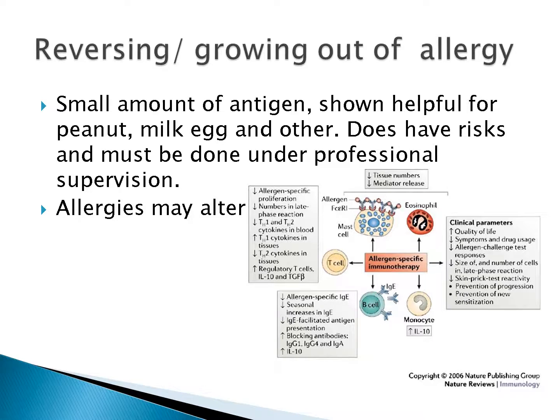So we talked about reversing or growing out of an allergy. Small amounts of antigen are shown to be helpful in peanuts, milk, eggs, and other products. Now they have certain risks, and like I've told you, it has to be done in a controlled environment. These are some of the things occurring in a clinical experience that are showcasing certain changes within the mediation of an allergy and its presentation, basically allergen-specific immunotherapy, giving small doses.